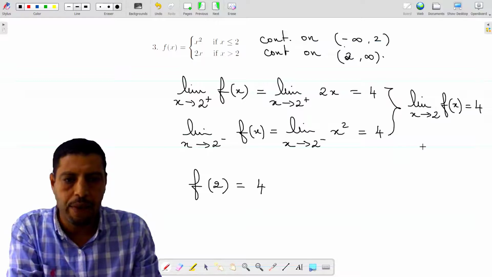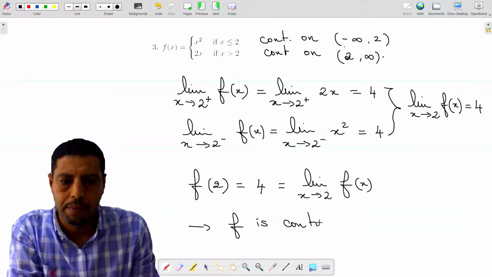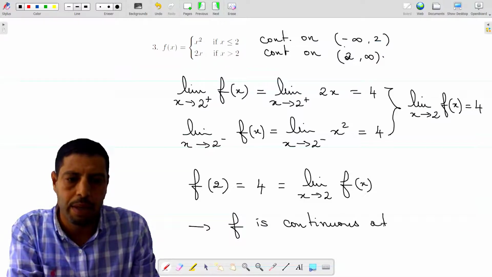Then 4 here is equal to the limit of f of x as x approaches 2. So this f of 2 is equal to the limit of f of x as x approaches 2. And using the definition of continuity, we conclude that f is continuous at 2, at x equals 2.